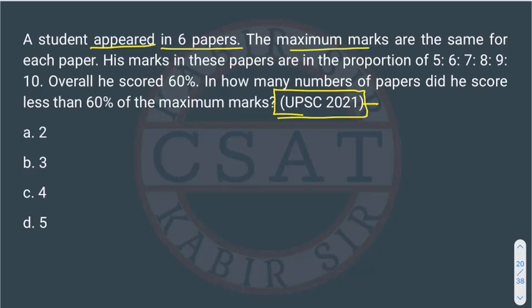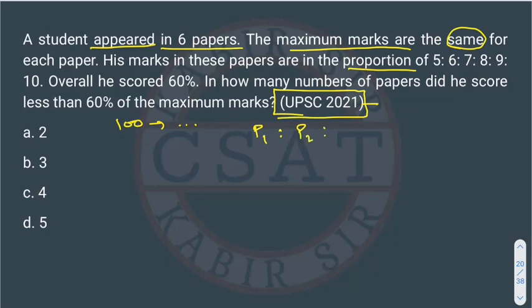So the maximum marks are the same. Maximum marks are the same means, like out of 100 as in our colleges, how many marks the student is getting. So 100 is common for all. It's not different for the different subjects. His marks in these papers are in proportion. So now they have given the marks in proportion.